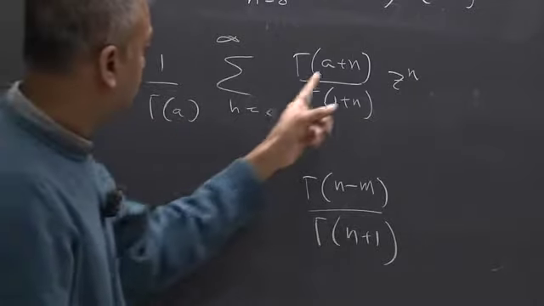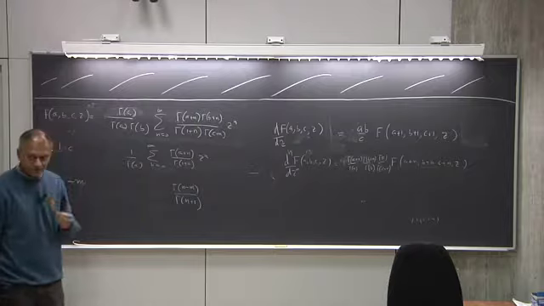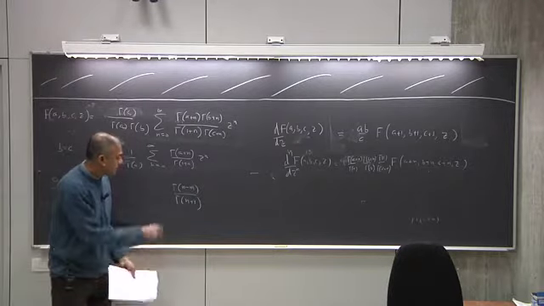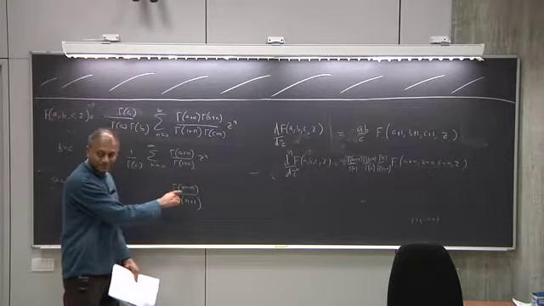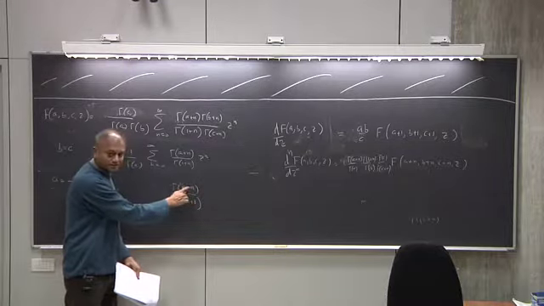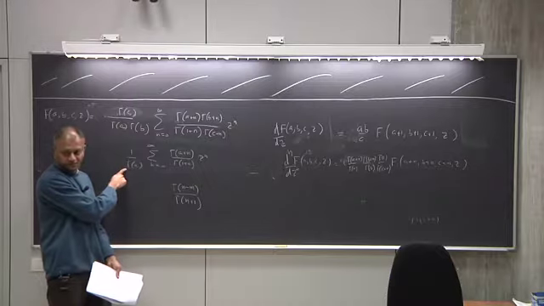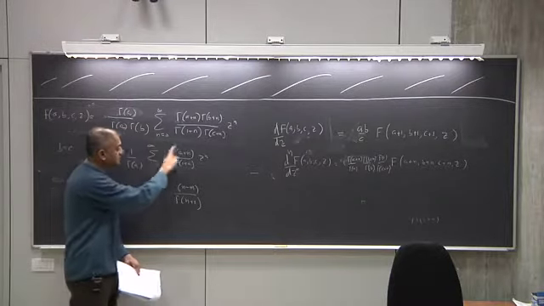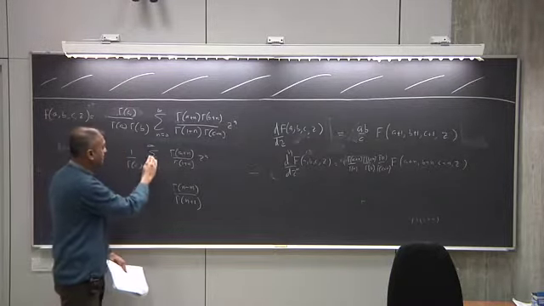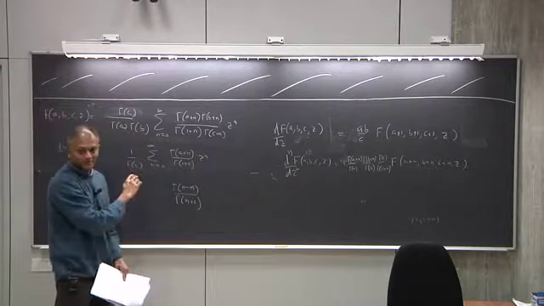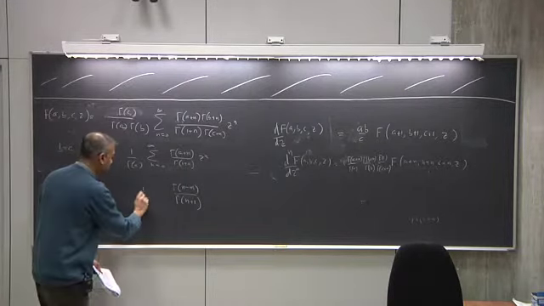However, the moment n is greater than m, this is positive, so this is finite, whereas here it's 1 divided by infinity, so it is 0. Therefore this series truncates, and goes only up to m. So in fact, we can write it down like this.